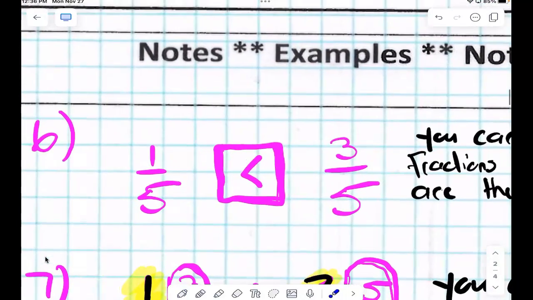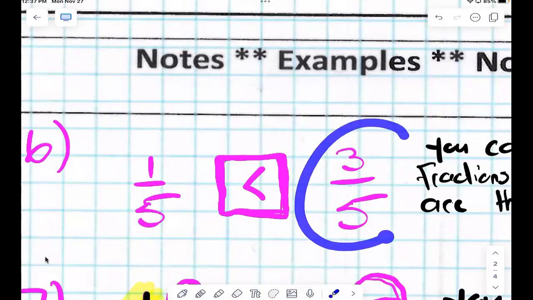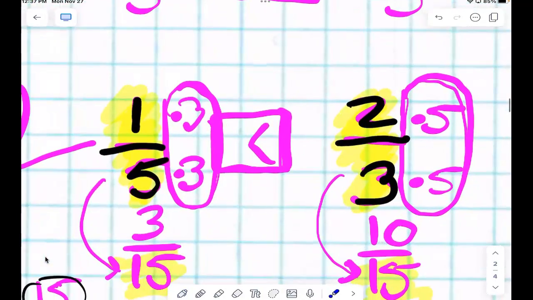So when we look at number 6, look at those 2 fractions, 1/5 and 3/5. What do we notice about the denominator? Or first of all, what do we look at first? And what do we notice about the denominators? So do I need to find a common denominator if they already are common? No. So can I just compare them then? Yes. What's bigger, 3/5 or 1/5? 3/5.